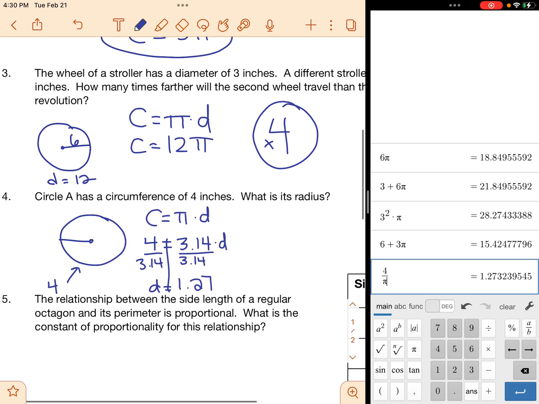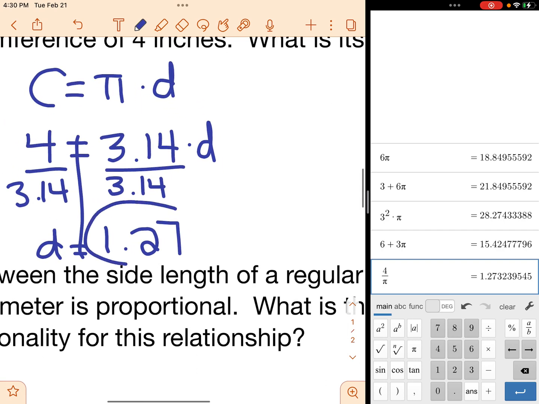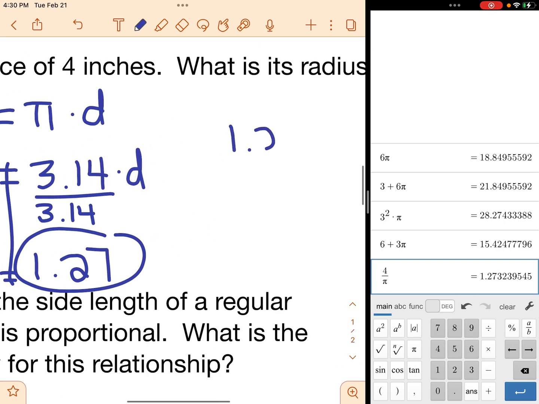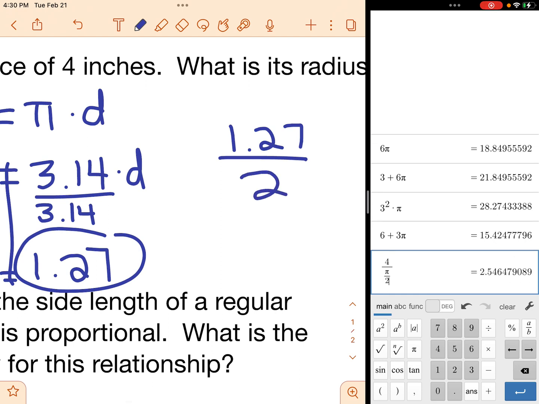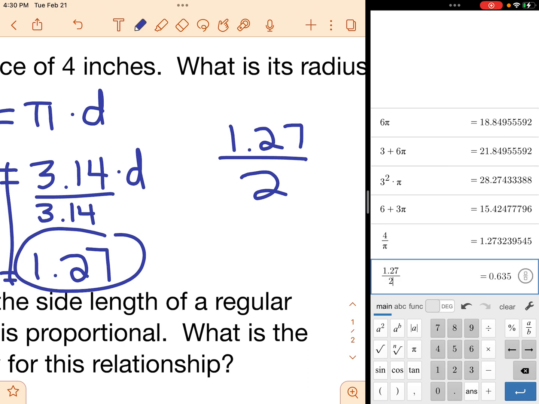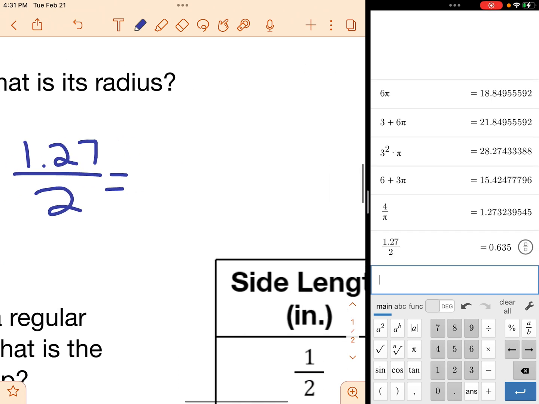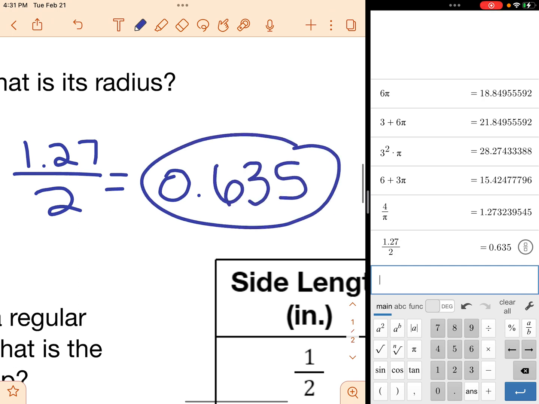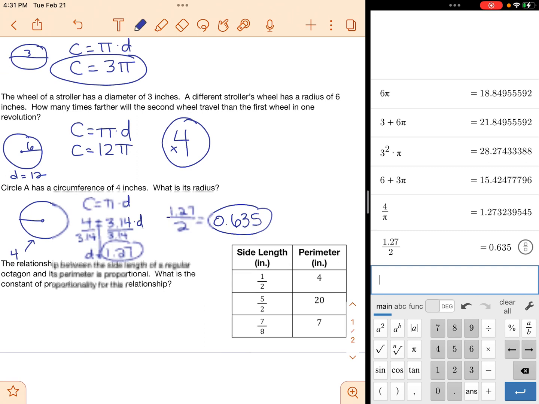Okay, our question was asking about the radius though. So how could we figure out the radius? Well, we need to take this number and divide by 2. So 1.27 divided by 2, we'll call it about 0.635. And that is our answer.